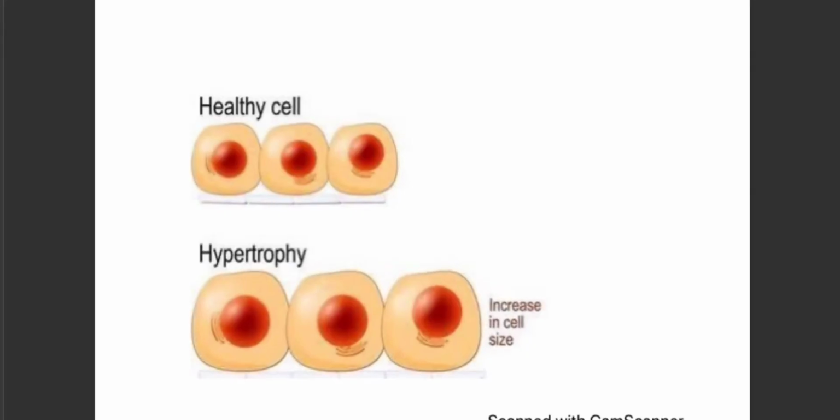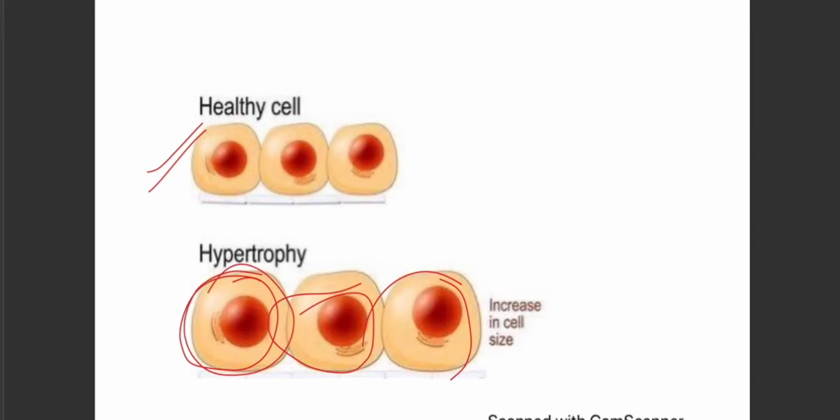Hey guys, this is a session on hypertrophy. As you can compare in the diagram, there are two different types of cells. What difference can you notice in the second diagram? As you can see, the size of the cell has increased in the second diagram compared to the normal healthy cell. So an increase in the size of the cell is called hypertrophy.